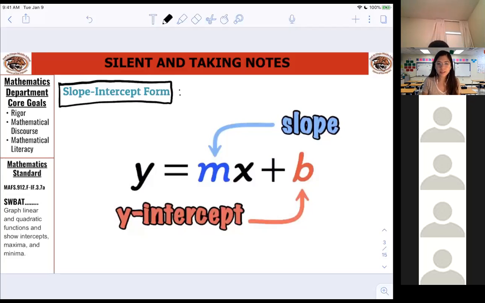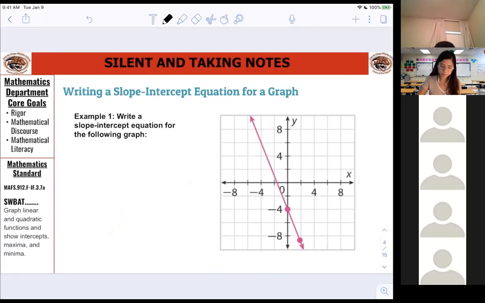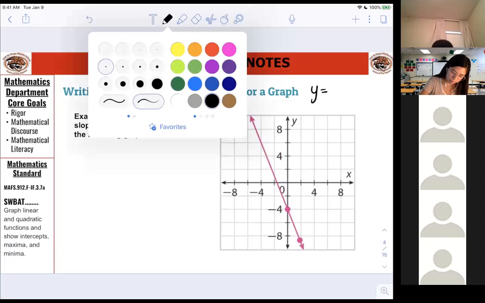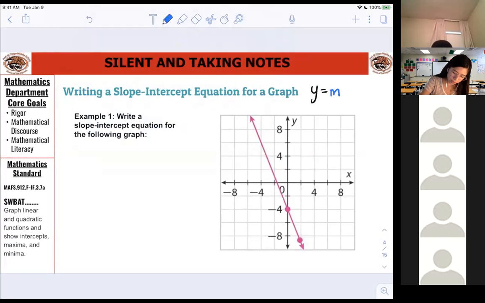Okay, a couple more seconds. y equals mx plus b. m is the slope, and b is the y-intercept. All right, I'm going to move on, but I'm going to rewrite this on the next slide, so don't stress if you didn't finish. So again, you have y equals mx plus b.